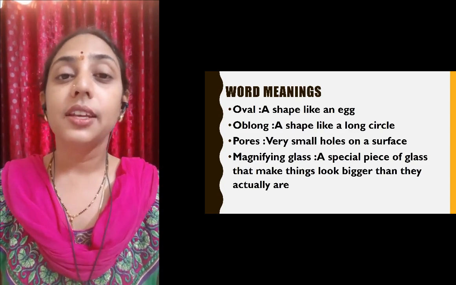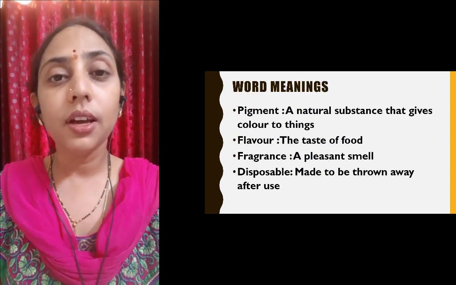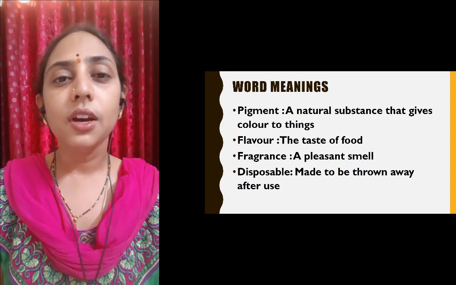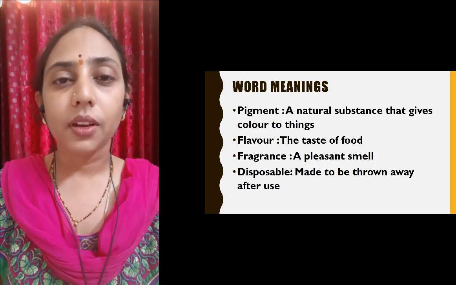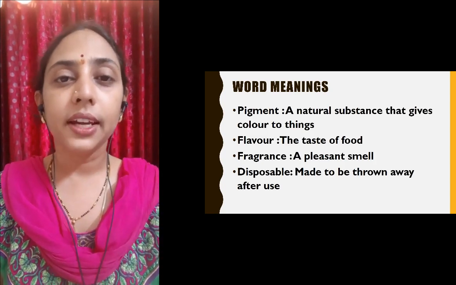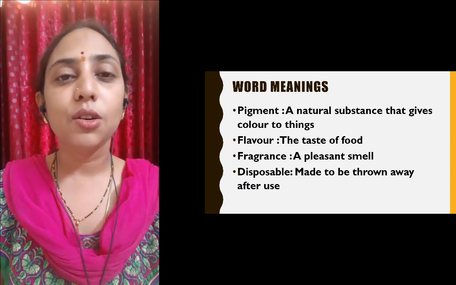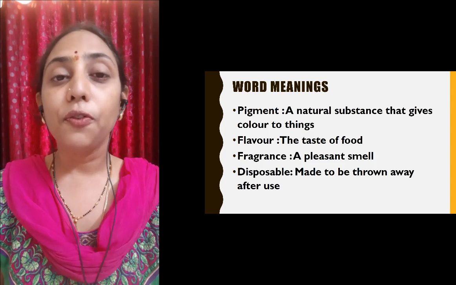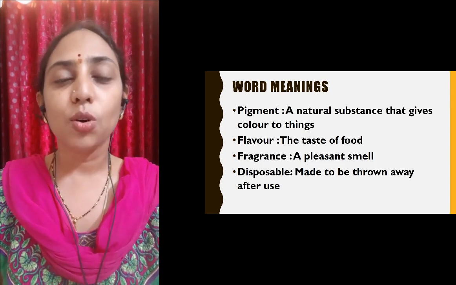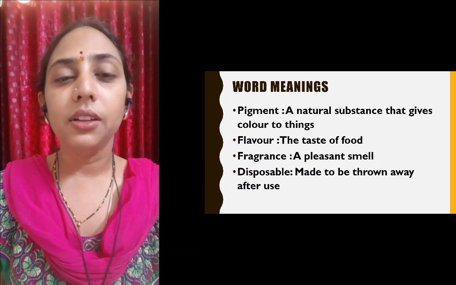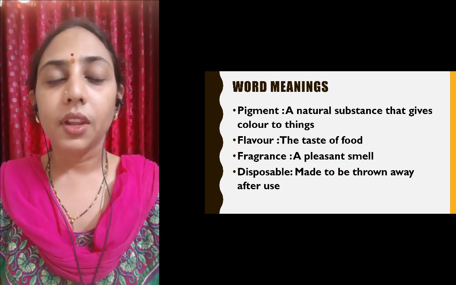Pigment, it is the natural substance present in the leaves that gives color to the leaves. As we are talking about leaves, so it is for the leaves. Fragrance, the sweet pleasant smell of anything is called fragrance. Flavor, the taste of food. When we eat any food, the taste that comes is called the flavor.